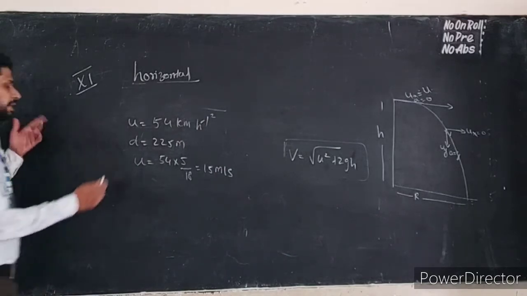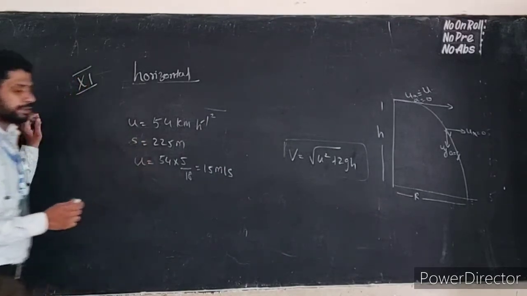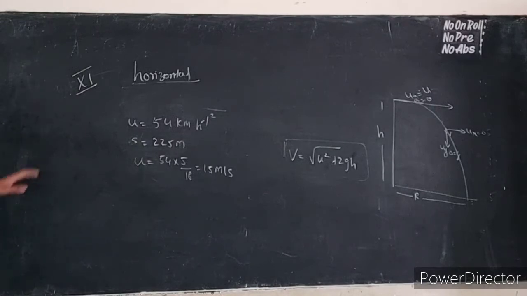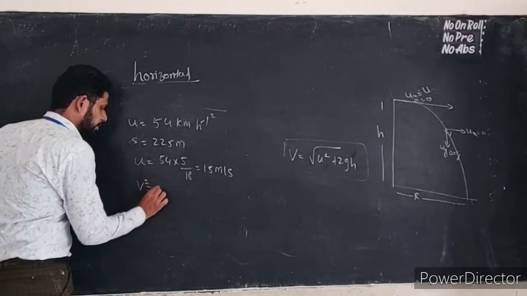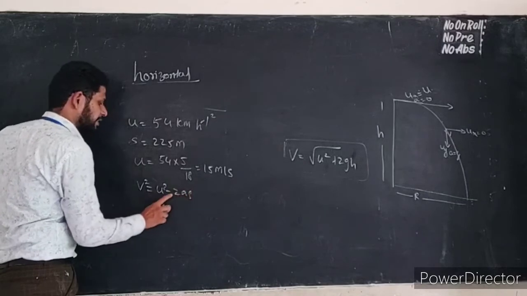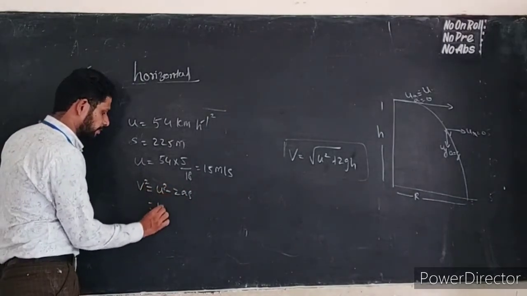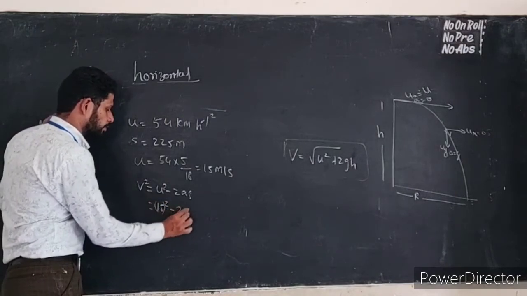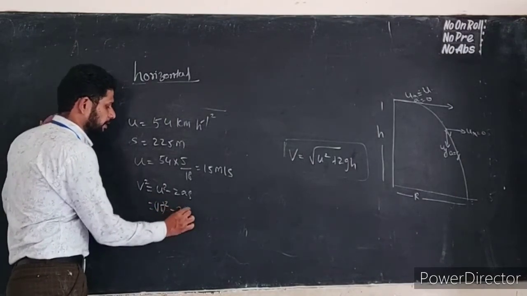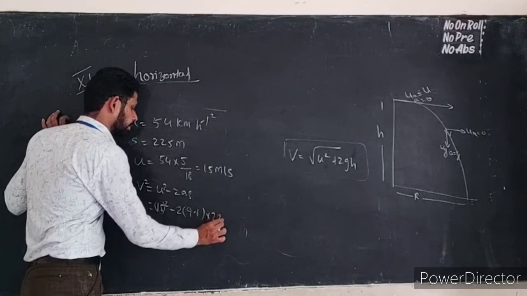The displacement, or distance, will be 225 meters. Then we know the formula: v squared equals u squared minus 2as, because the brake was applied. So u squared is 15 squared minus 2a into 225.